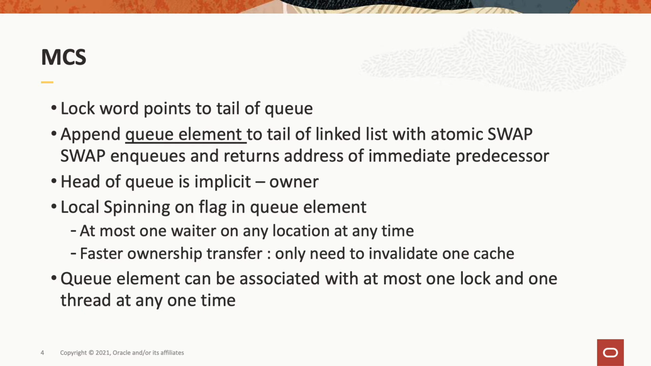At most one thread busy waits on a given location at any one time. This allows faster transfer of ownership because when we actually perform the store that conveys ownership, we need to only invalidate one cache. Queue elements can be associated with at most one lock and one thread at any one time.